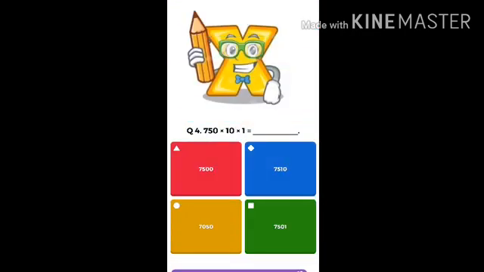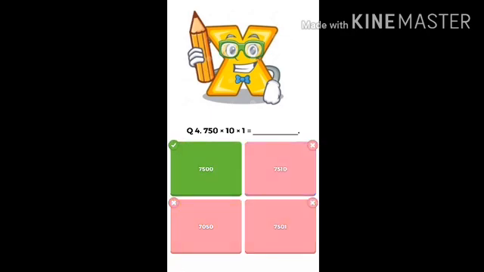750 multiplied by 10 multiplied by 1 is equal to what? When we multiply any number by 10, we write 0 in the ones place of the number itself. So 750 multiplied by 10 is equal to 7500. Multiplied by 1 is equal to the number itself, that is 7500.